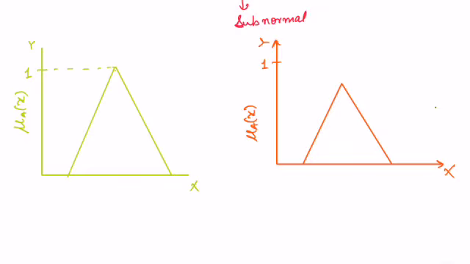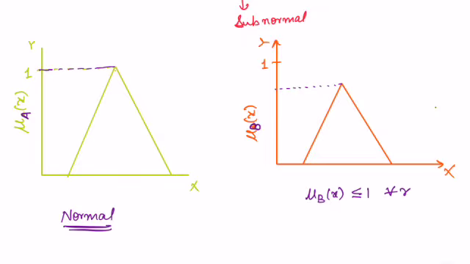Now we have two examples here. One is set A, another set is B. Can you tell me which one is normal and which one is subnormal? If we see the first one, here is the point where it takes value 1, so the first one is a normal fuzzy set. Let us move to the second one. The largest value it takes is this one, which is less than 1. So mu B(x) is less than 1, and this is true for every x. That is why this one is a subnormal fuzzy set.